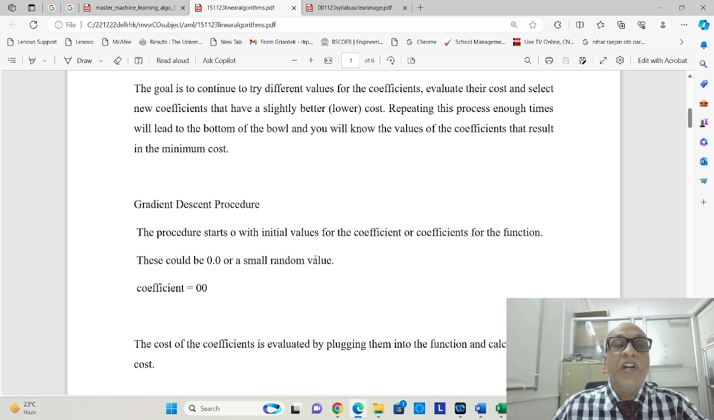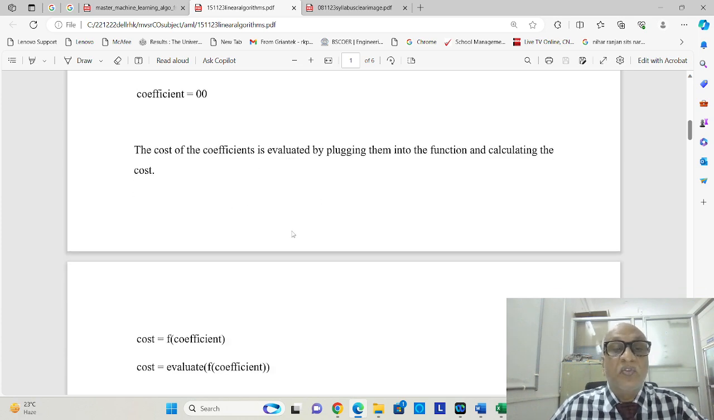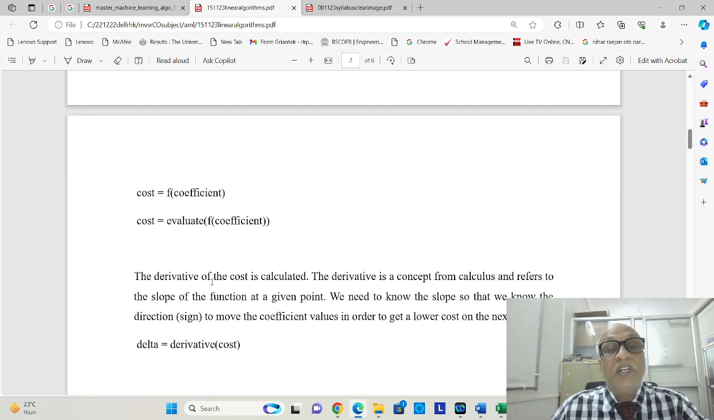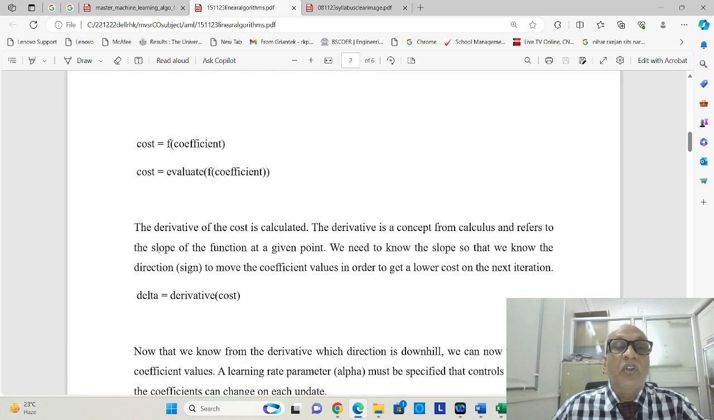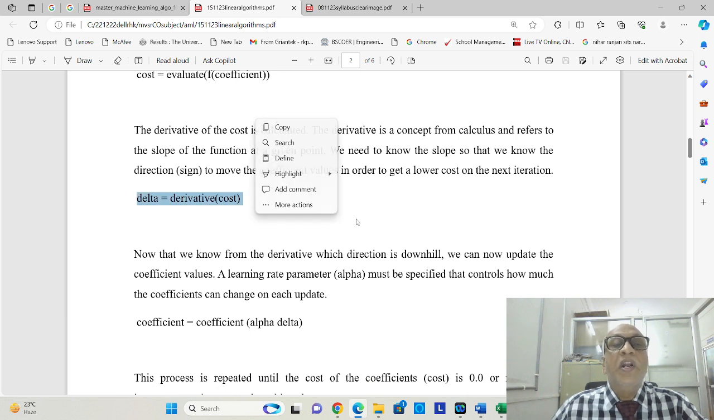What is the procedure of gradient descent? There will be initial values for the coefficients, say 0, 0. The cost of the coefficient is calculated by mapping them to a function. The derivative of the cost is calculated. Once I say derivative, what I am telling you, we are finding the slope of the function at a given point. Slope will tell us what? The sign, the direction in which the coefficient values are moving. And this is lower cost as it is a derivative aspect. So this is how we are going down gradient descent.